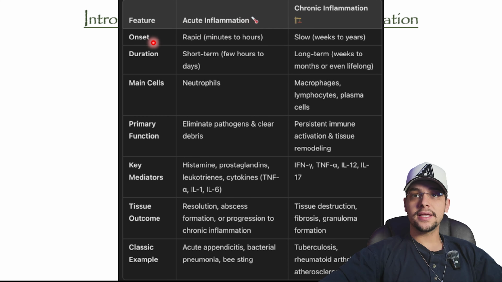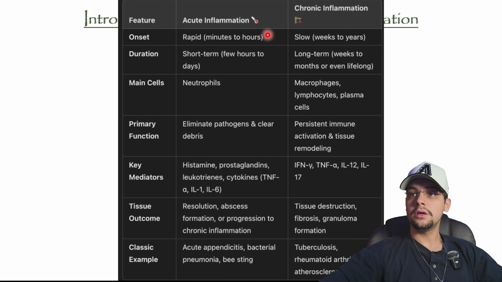Acute inflammation, its onset is rapid, often within minutes to hours. Its duration is short-term, a few hours to days. The main cells involved in acute inflammation are neutrophils, your body's first responders. Its primary function is to eliminate pathogens and clear debris. The key mediators involved are going to be histamine, prostaglandins, leukotrienes, cytokines like tumor necrosis factor alpha, interleukin 1, and interleukin 6. The tissue outcomes are resolution, abscess formation, or progression to chronic inflammation. And some classic examples would be acute appendicitis, bacterial pneumonia, bee sting, etc.